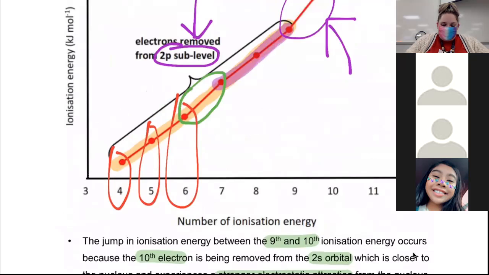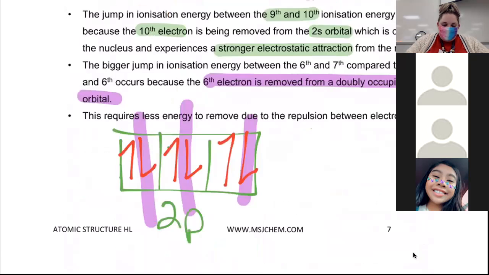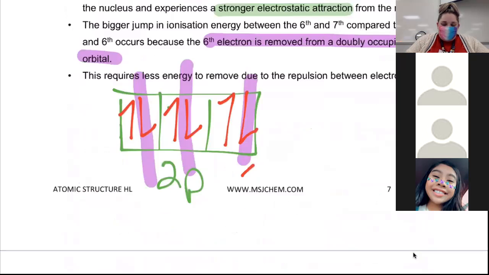The reason it's between 6 and 7 is because once I remove 4, 5, and 6, when I go to remove number 7, it's this one over here. And it's now in a singly occupied orbital because I removed the one highlighted in purple. If your orbital is doubly occupied, then the 2 electrons are repelling each other, and it's going to be easier to take one of them away. Once I take that one away, if I want to take the other one that's still in there, it's going to require more energy because now it doesn't have another electron repelling it.